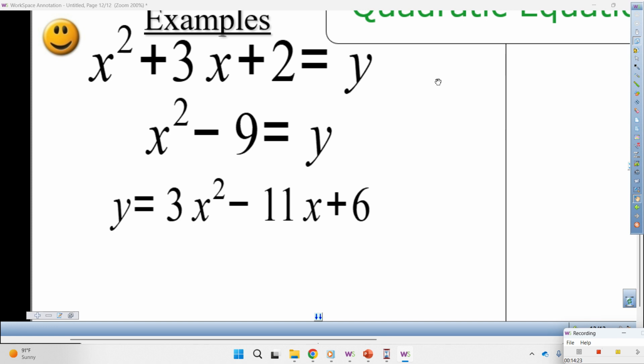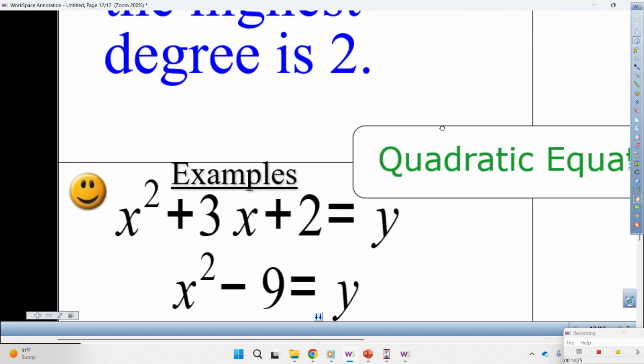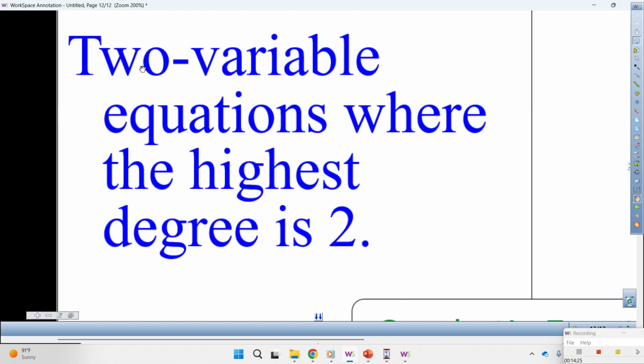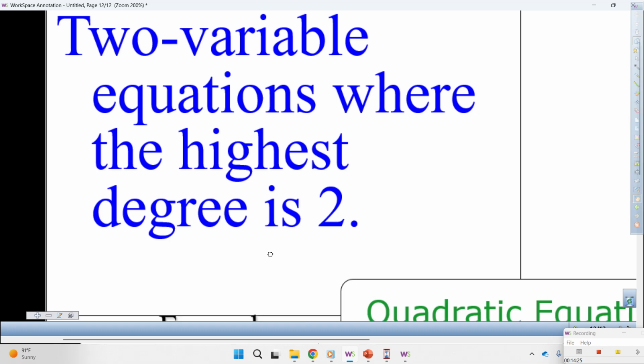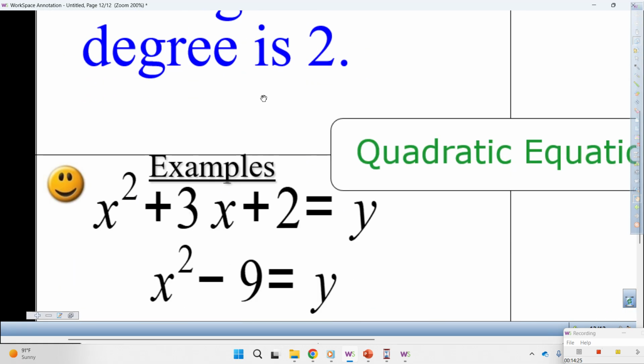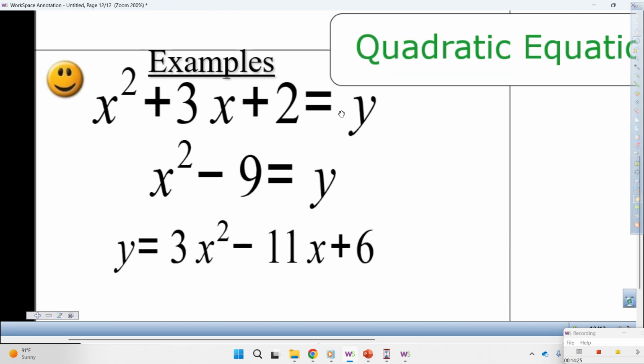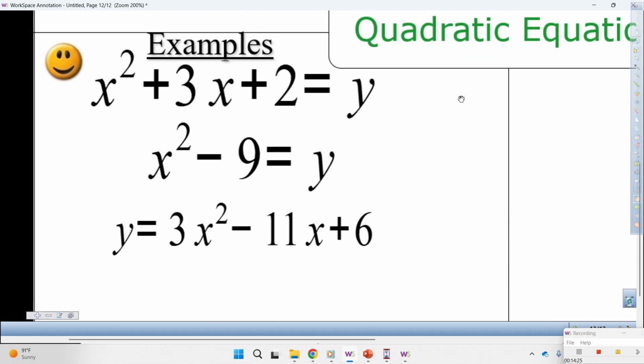All right, here we go. Look up to the screen. According to the definition, we said that quadratic equations are what? 2 variable equations. Okay, that's pretty straightforward, Mr. Q. Yeah. But the highest degree is what? 2. So what does that mean by degree? So here it goes. Look up to the screen. I'm going to break it down just in case you forgot.